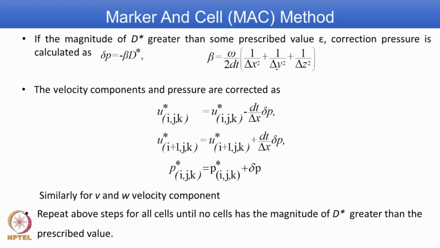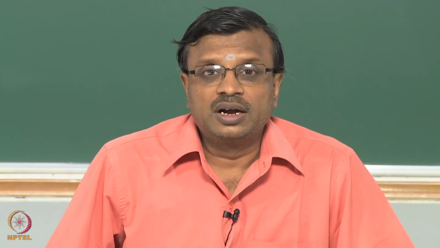So, in this class we have specifically seen the arrangement of variables, 3 arrangements of variables, and the advantages and disadvantages associated with them. Then we understood the need for pressure velocity coupling. We explained one procedure, what is known as the marker and cell method. In the next class we will take another important method, what is known as the SIMPLE method.